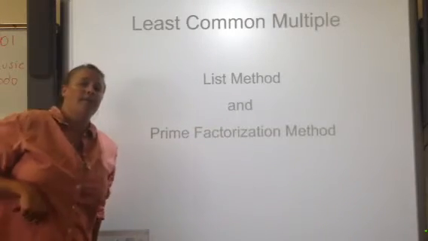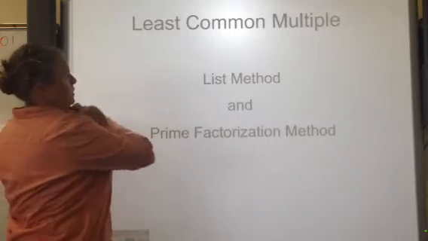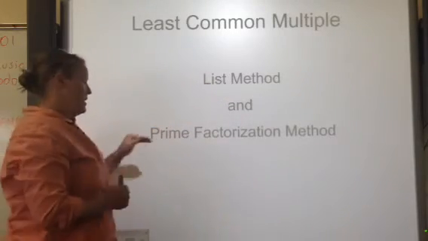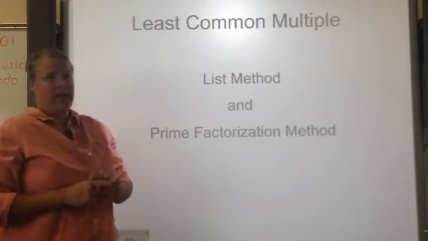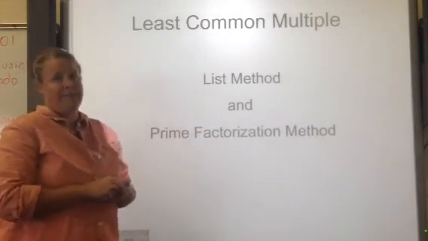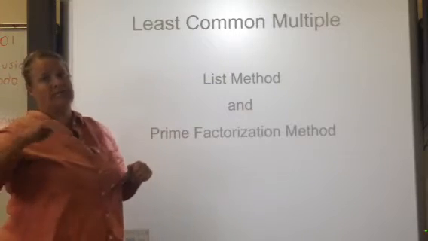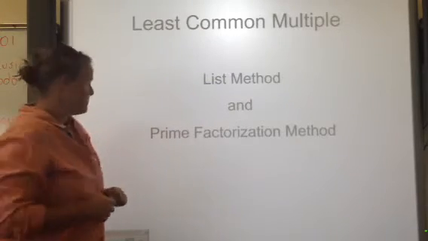Now, least common multiple. So we're going to find the least common multiple by, again, using the list method and the prime factorization method. This time, we're not looking for the greatest common factor. We're looking for the least common multiple, the smallest multiple that they both have in common.